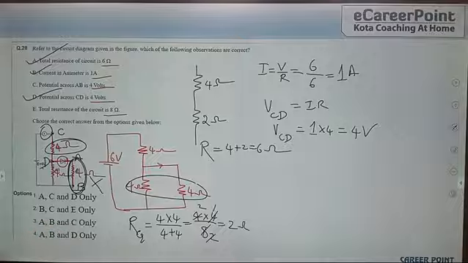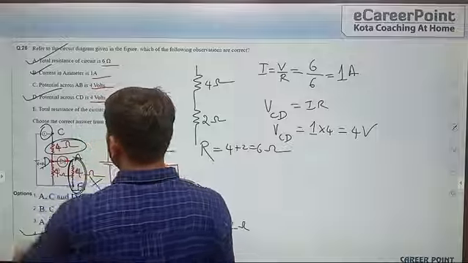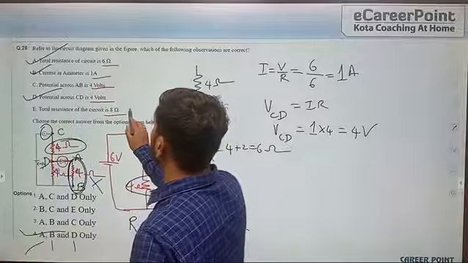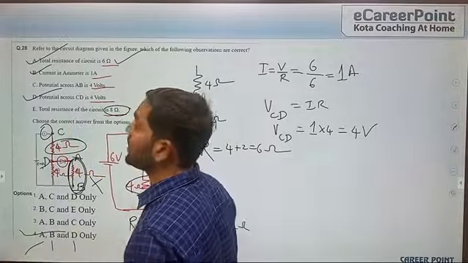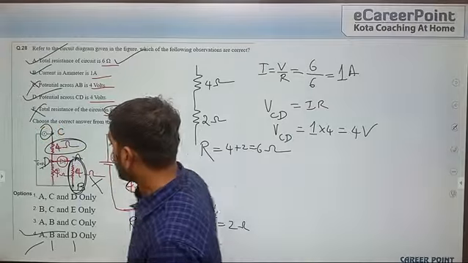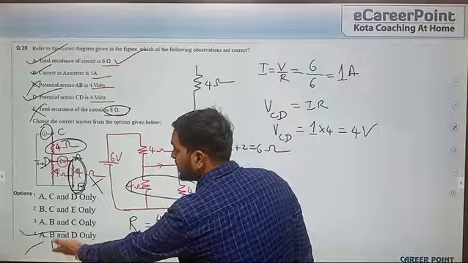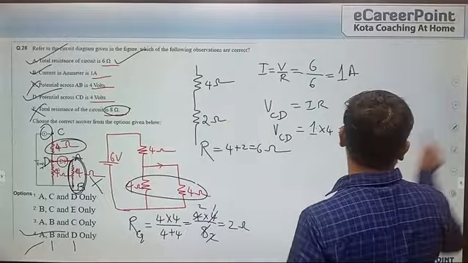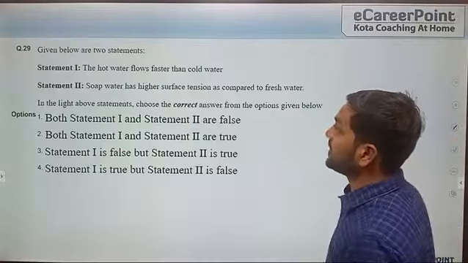So here let us see the options. A, B, D is correct. So first we'll see A, B, D. Our fourth option is correct. And let us take the total resistance of the circuit is 8 ohms. Here we have already found out that it is 6 ohms, right? So this is wrong and this is wrong. The correct option is A, B, D. Okay. Next we'll see the next question.